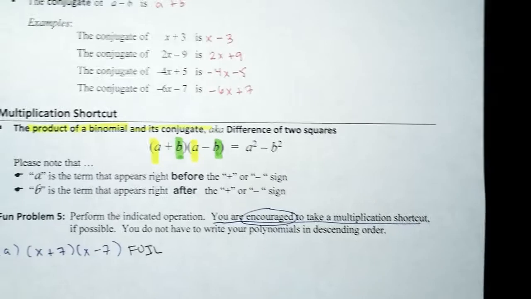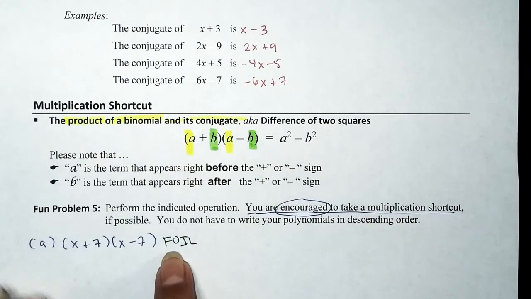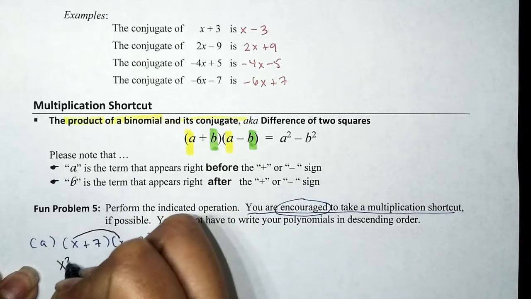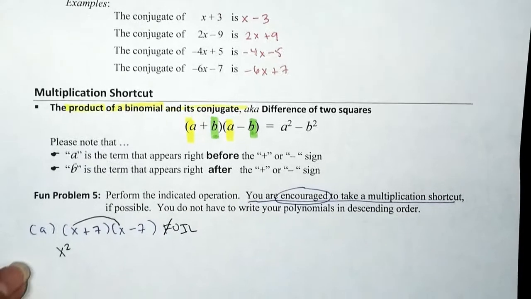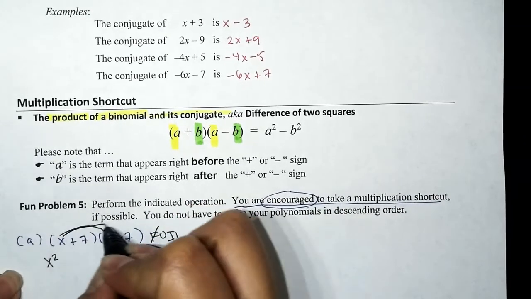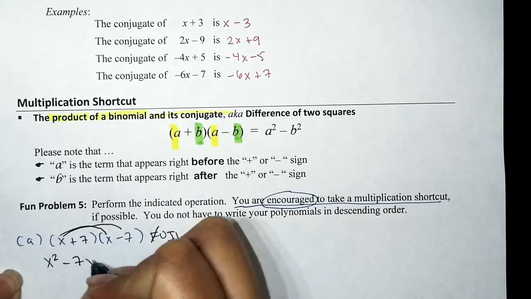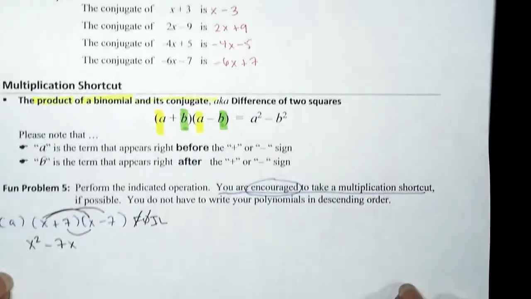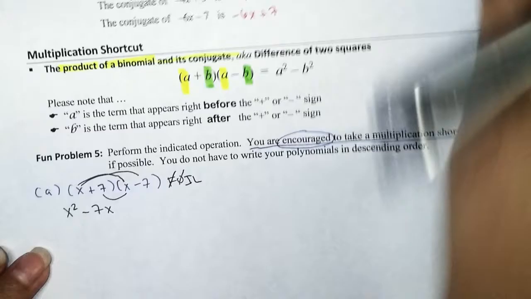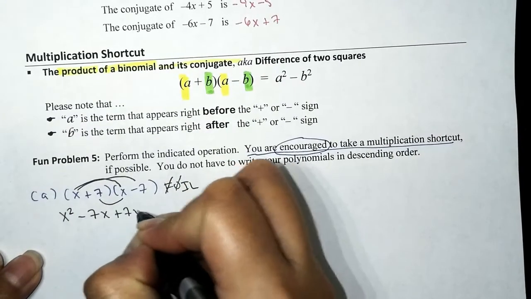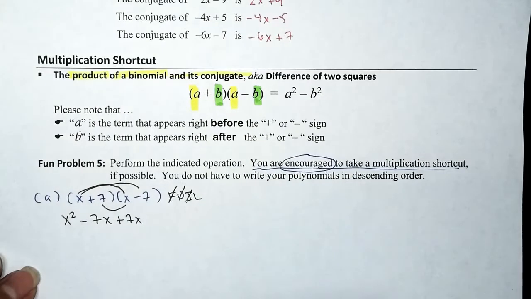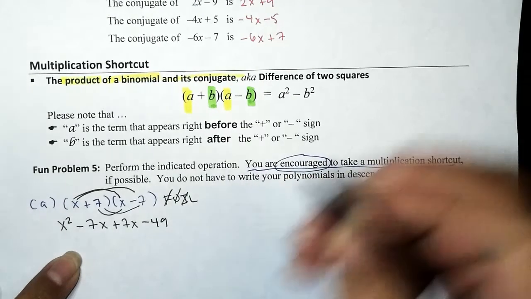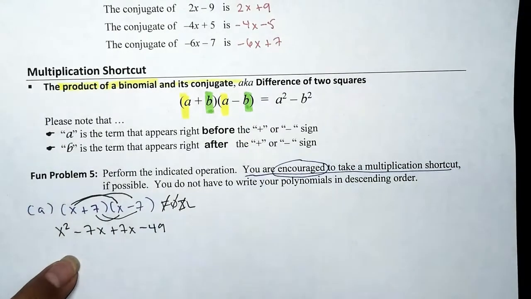So let's use FOIL to guide us in the multiplication process. F, product of the first terms. Product of x and itself will give us x squared. O, product of the outer terms. Product of x and negative 7 will give us negative 7x. I, product of the inner terms. Product of 7 and x will give us 7x. L, product of the last terms. Product of 7 and negative 7 will give us negative 49. Okay, so we found our 4 products, so we're good.